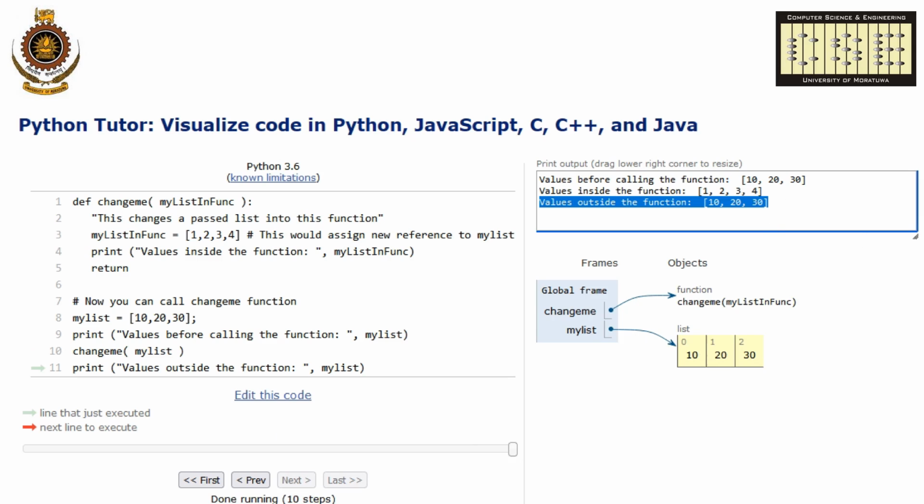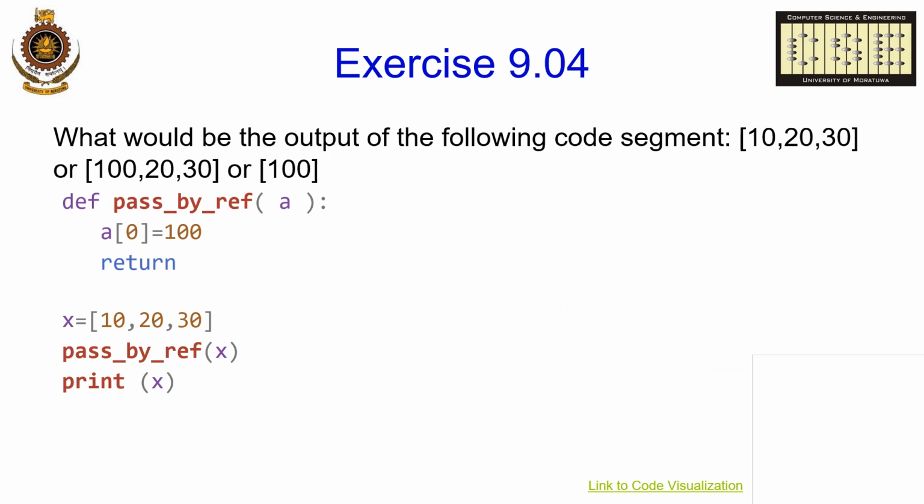So I hope that you understand the difference between passing values into functions and what it means to pass by object reference. Here is another exercise for you to try out. First, read the question, right? What would the output of the following code segment be? Would it be the first one or the second one or the third one?